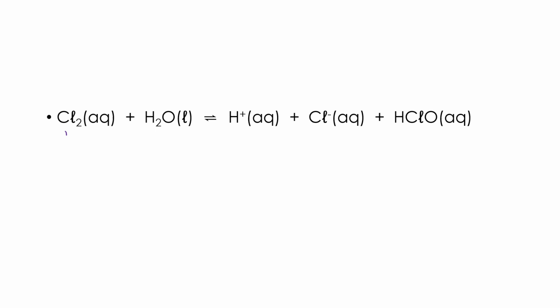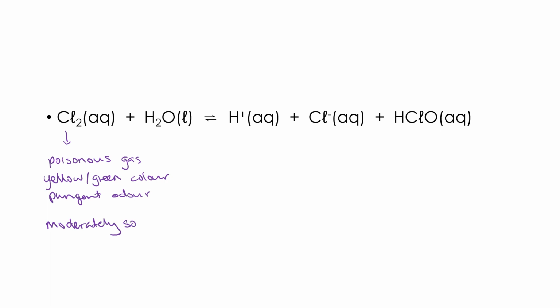So chlorine here is a poisonous gas. It is a yellow-green colour, and it has a pungent odour. Now it's also moderately soluble in water, and will form an equilibrium when it's dissolved in water. How do we know it forms an equilibrium? Look at the arrow. So when the chlorine dissolves in water, it forms hydrogen ions, chloride ions, and hypochlorous acid.